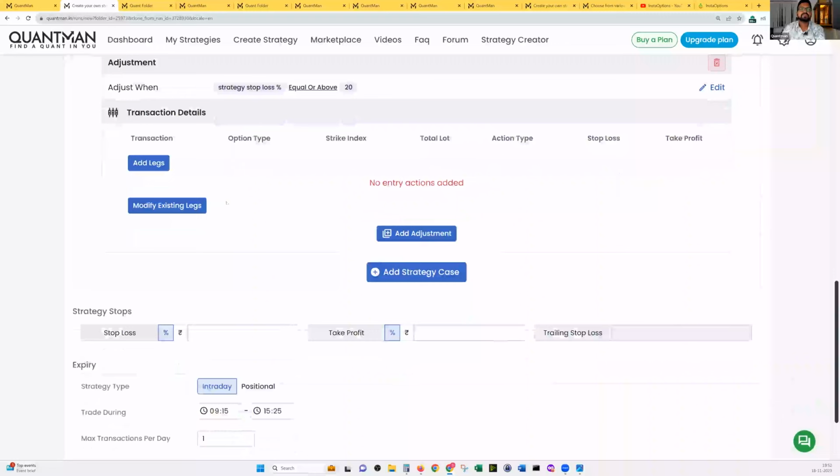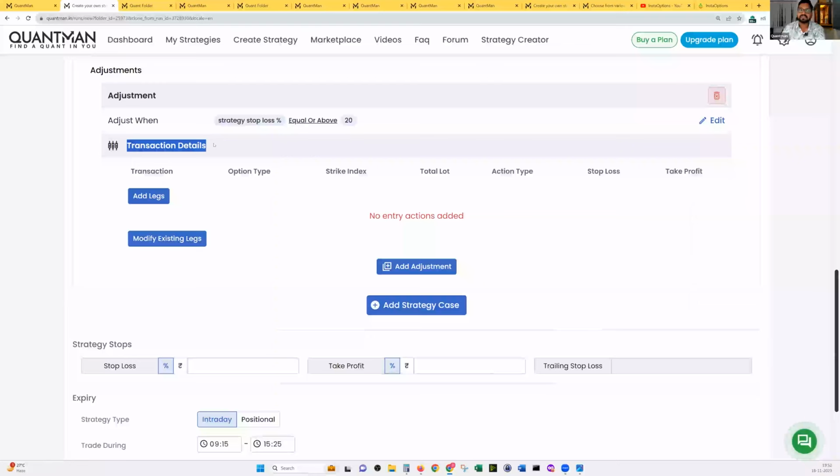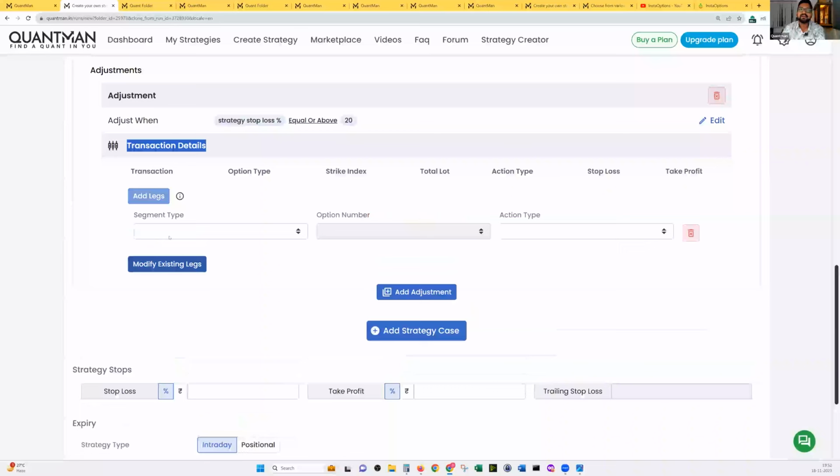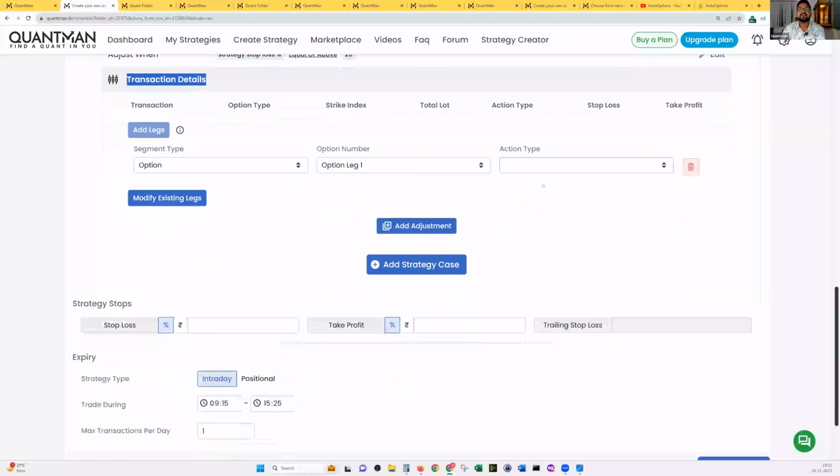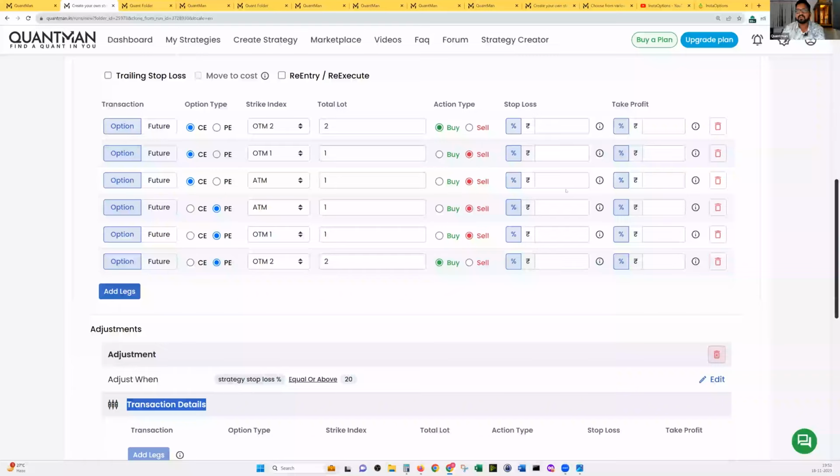Here you have two options on the transaction details: either you can add a new leg or you can exit the current leg. You can modify the legs you have right now, so I select option. The leg one is the OTM2 of call option, and the action is close the leg or move to cost. Actually, we don't have move to cost over here because we don't use any stop loss over here. Then just click on move to cost.